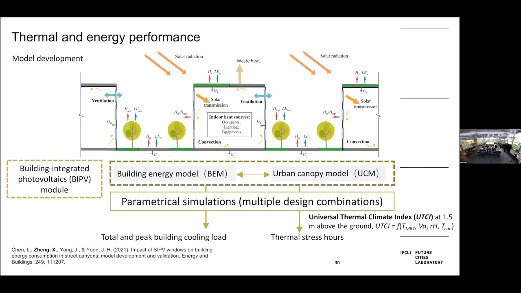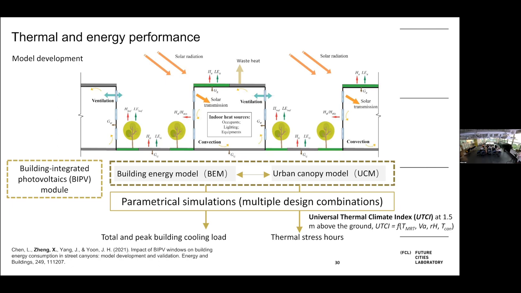Okay, so we conducted parametric simulations. With the simulated results, we can get first the total and peak building cooling load. Secondly, we can get the air temperature inside the street canyon, the relative humidity, radiative temperature, and also the wind speed roughly. With those results, we can calculate the UTCI, the Universal Thermal Climate Index, at 1.5 meter. With the UTCI, we can calculate the thermal stress hour. I will talk about the thermal stress hour soon.